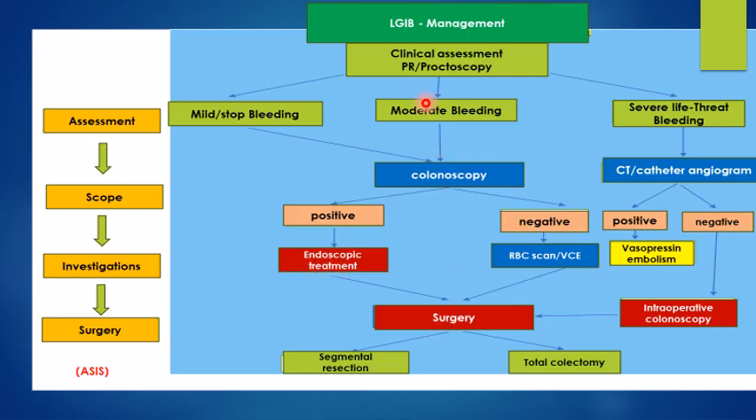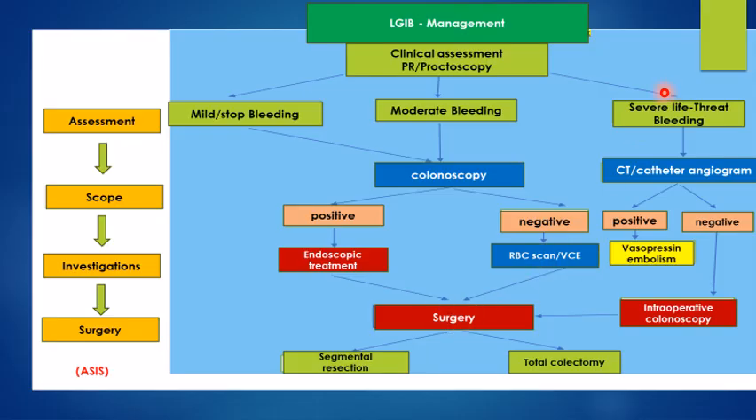With moderate bleeding, when you do the colonoscopy, if you do not find any positive findings for the bleeding, if it is negative, then you may have to proceed with a tagged RBC scan. And if the bleeding is not severe and the patient is stable, you may even prepare the patient for a video capsule endoscopy. And if there are any positive findings, you subject the patient to surgery.